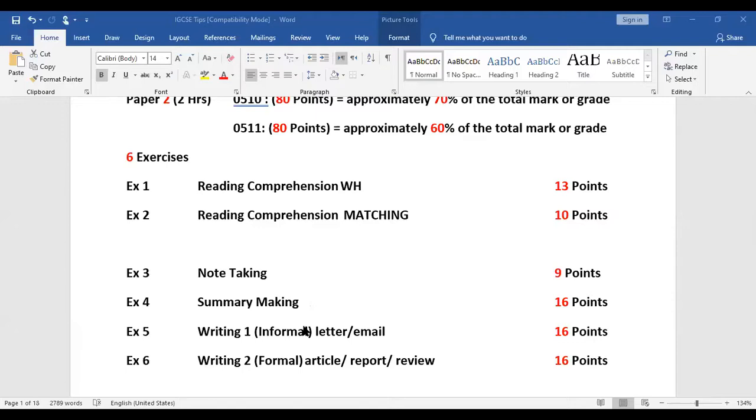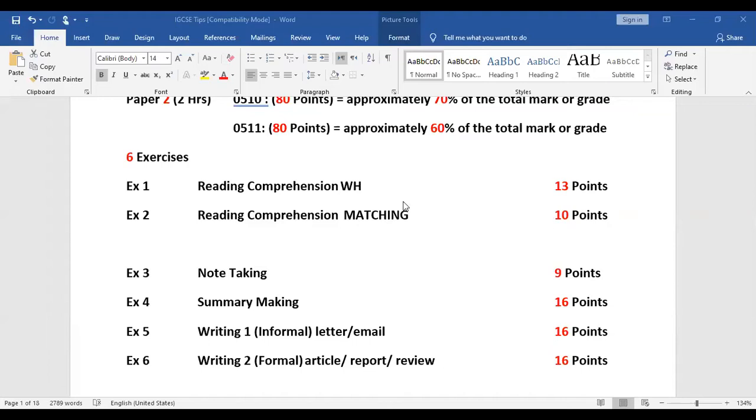Then exercise five and six, these are the two writing tasks here. Writing one, where you may write a letter or an email to someone you know. So in this case, most probably you're going to use informal style. And exercise six, the formal task here, where you are supposed to write a review or a report or an article. As you can see on the right here, you have the marks given to each question.